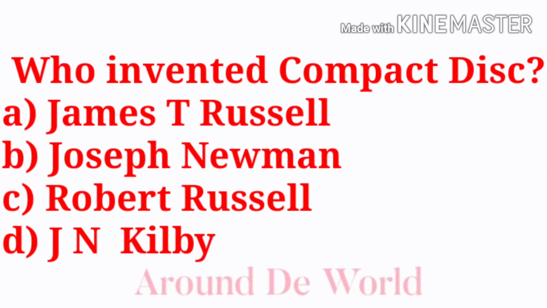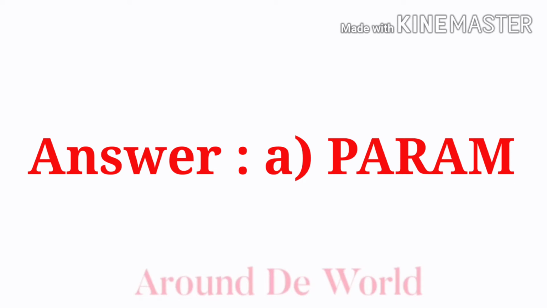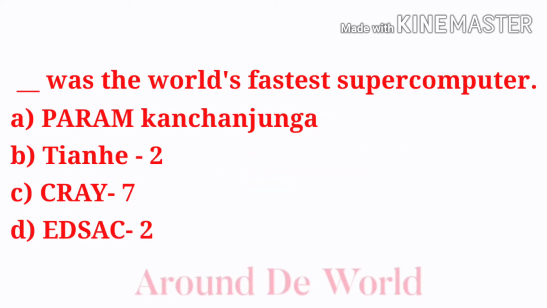Who invented compact disc? A. James T. Russell, B. Joseph Newman, C. Robert Russell and D. J.N. Kilby, and the correct answer is option A. James T. Russell. This was India's first supercomputer? A. Param, B. Siddharth, C. C-Ray 1 and D. Cat-R, and the correct answer is option A. Param.